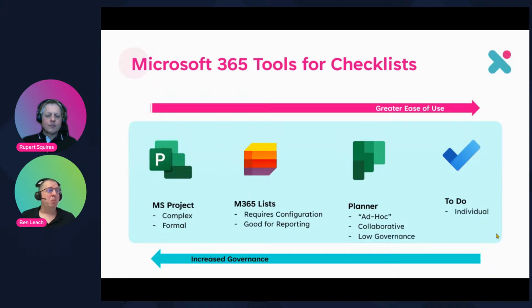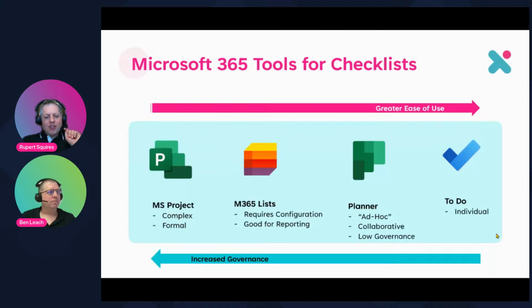So if you want to get some reporting and evidence around how you want to do this, it's a good balance. So as you can see from this diagram, on the right hand side it's probably more easy to use. On the left hand side is more governance, but I think Microsoft 365 list is that good balance, almost like the Goldilocks, if you will, of the tools to use for this scenario.